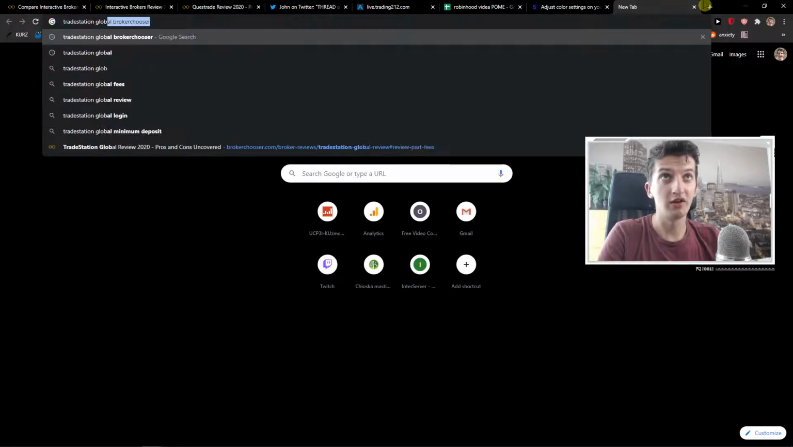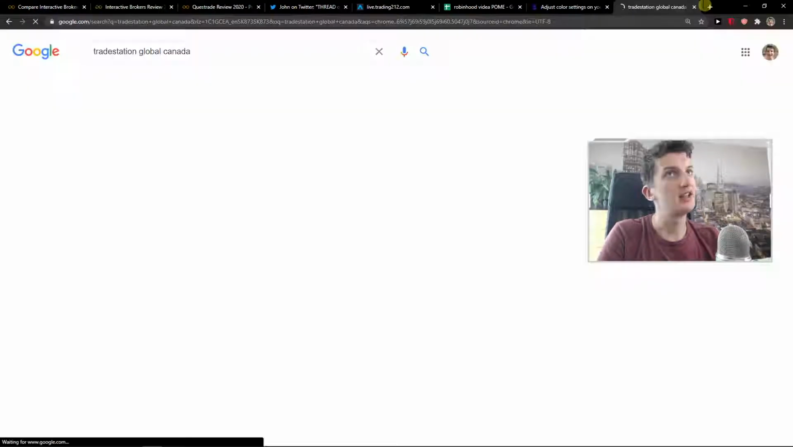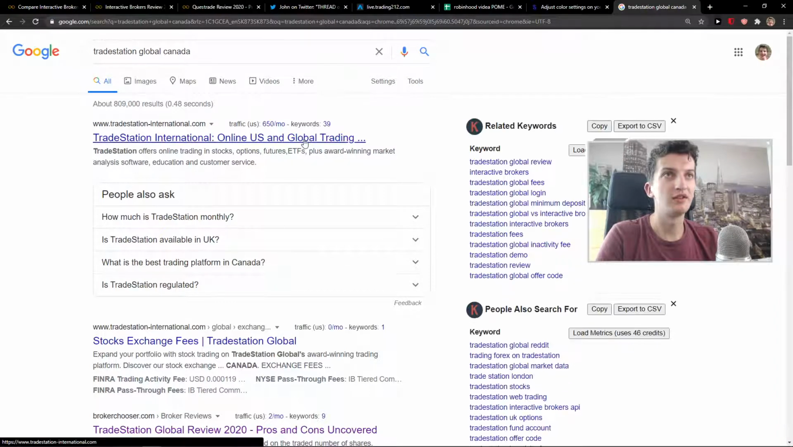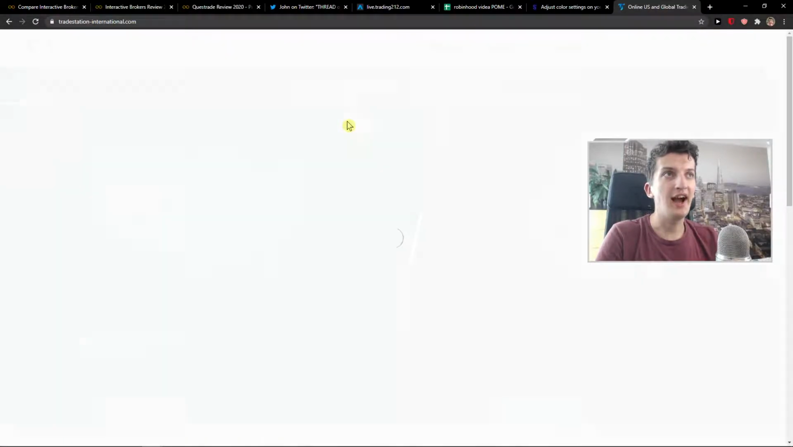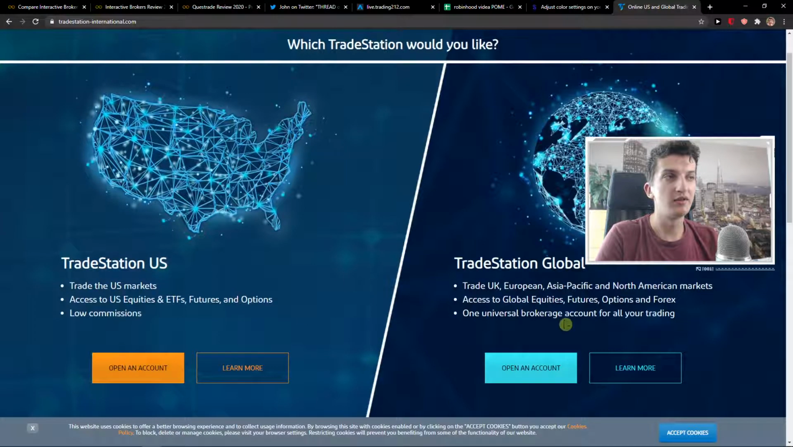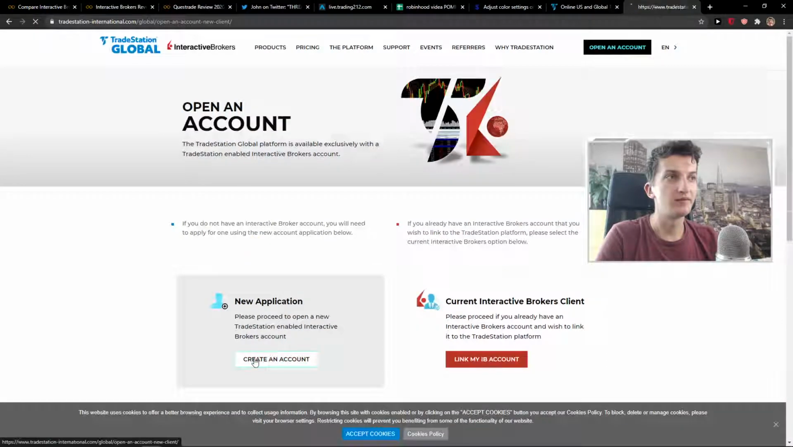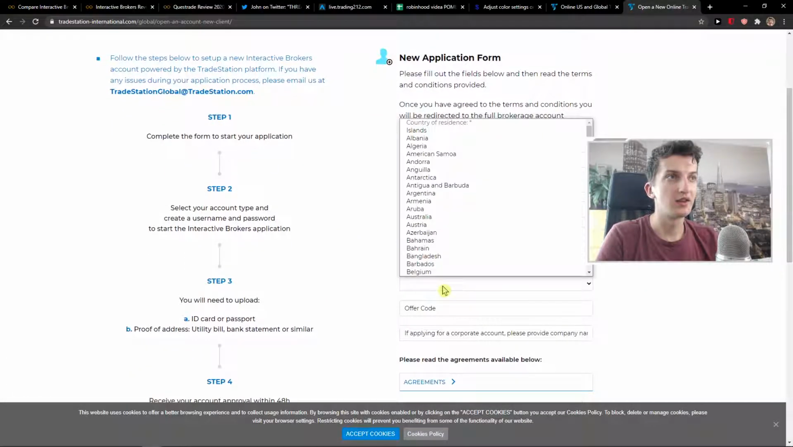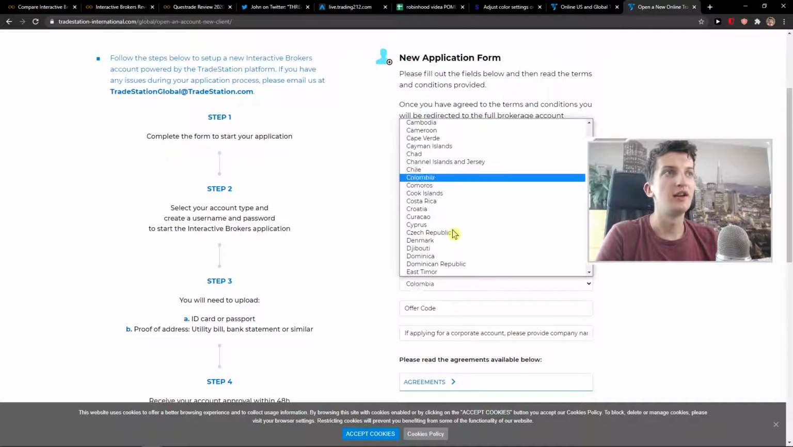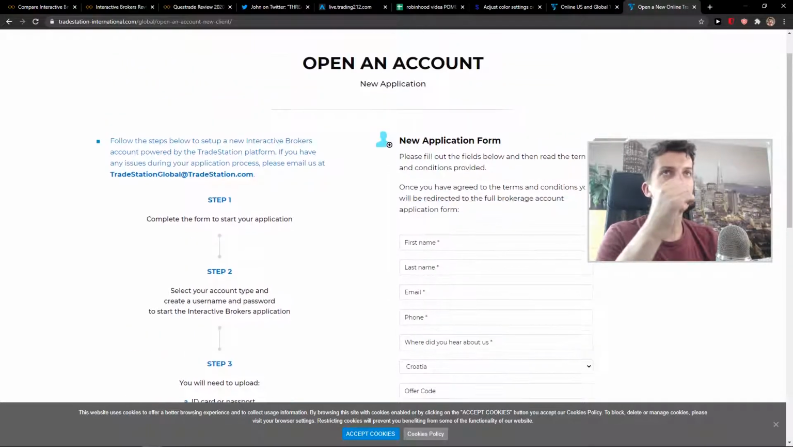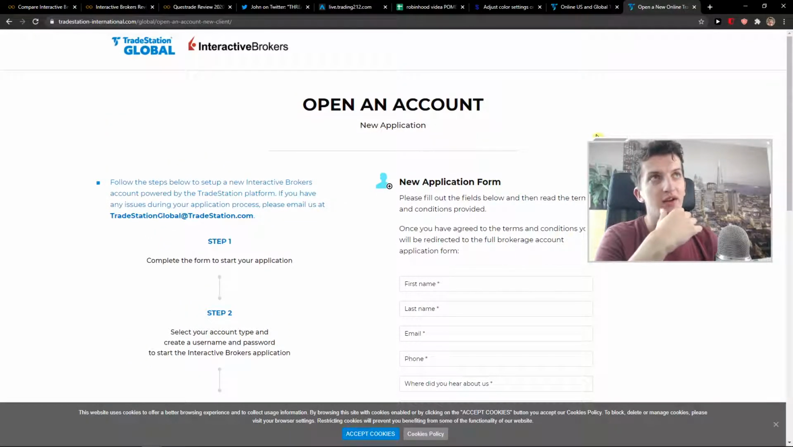TradeStation Global Canada. Let's see if I can open it. Yeah, and I would try to open the account in TradeStation, compared to Interactive Brokers, if you're from Canada or any other country, if you're watching about QUESTRADE.